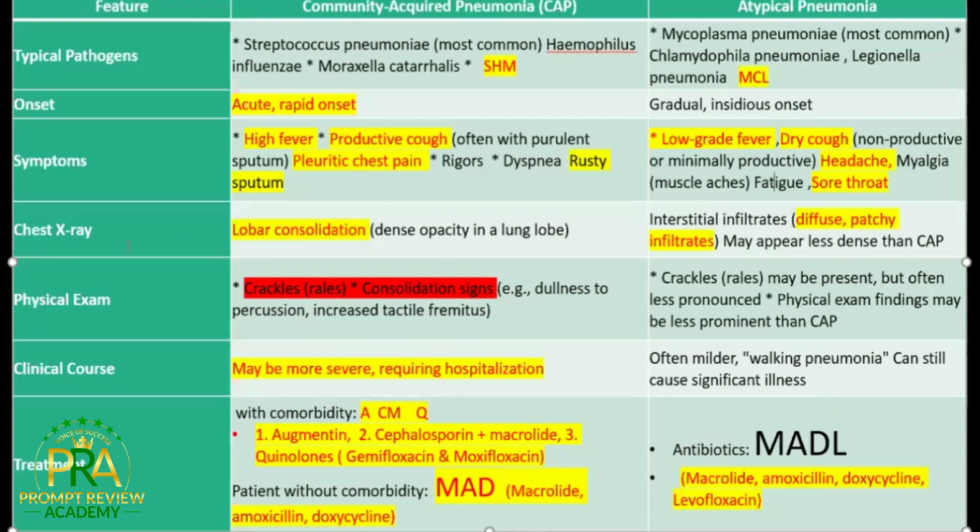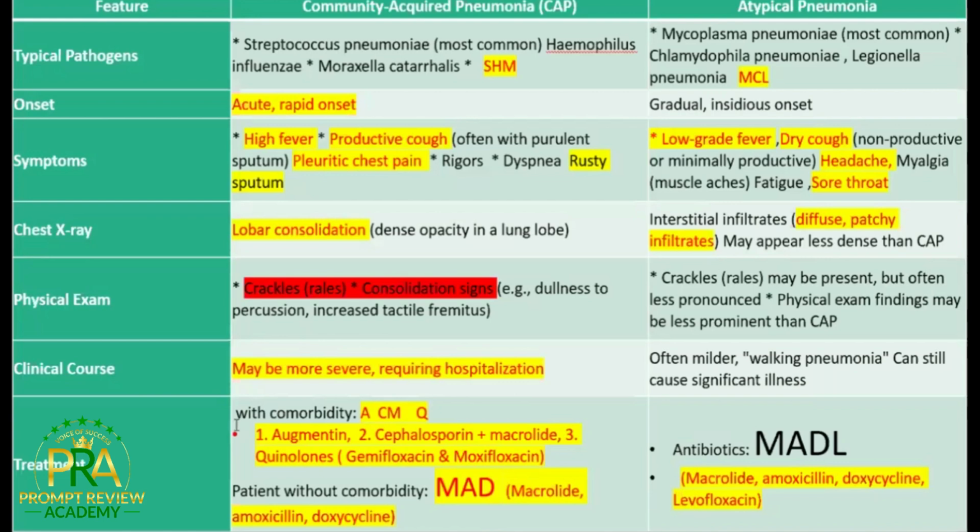Okay, then in the chest x-ray you are going to see lobar consolidation in the community-acquired, but in atypical you are going to see interstitial infiltrate. It can be diffuse. We always say diffuse or patchy infiltrate. Then in physical exams you are going to hear crackles, which can also be there in atypical. But one big thing about community-acquired and atypical pneumonia is the treatment. You must know the treatment. There's no two ways about it.